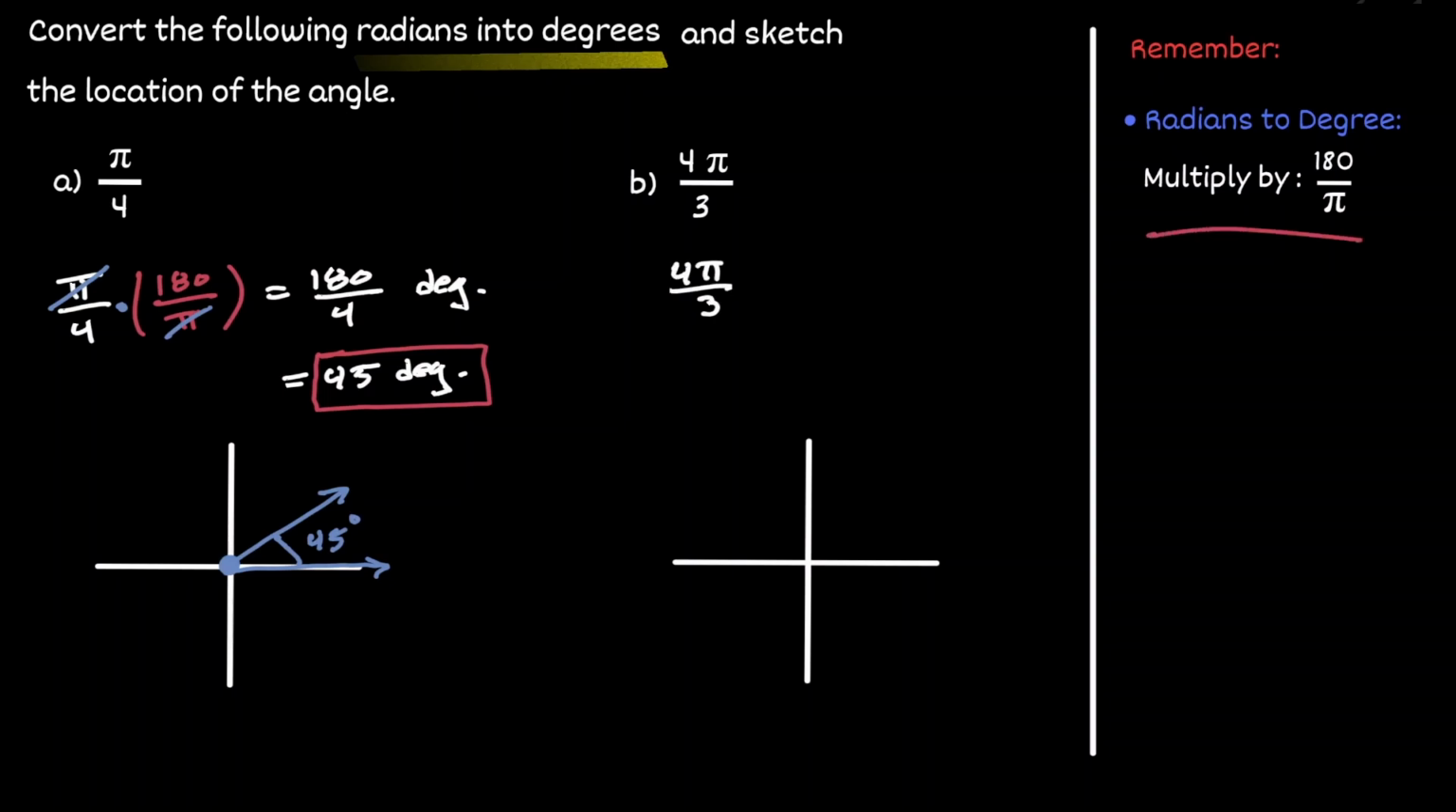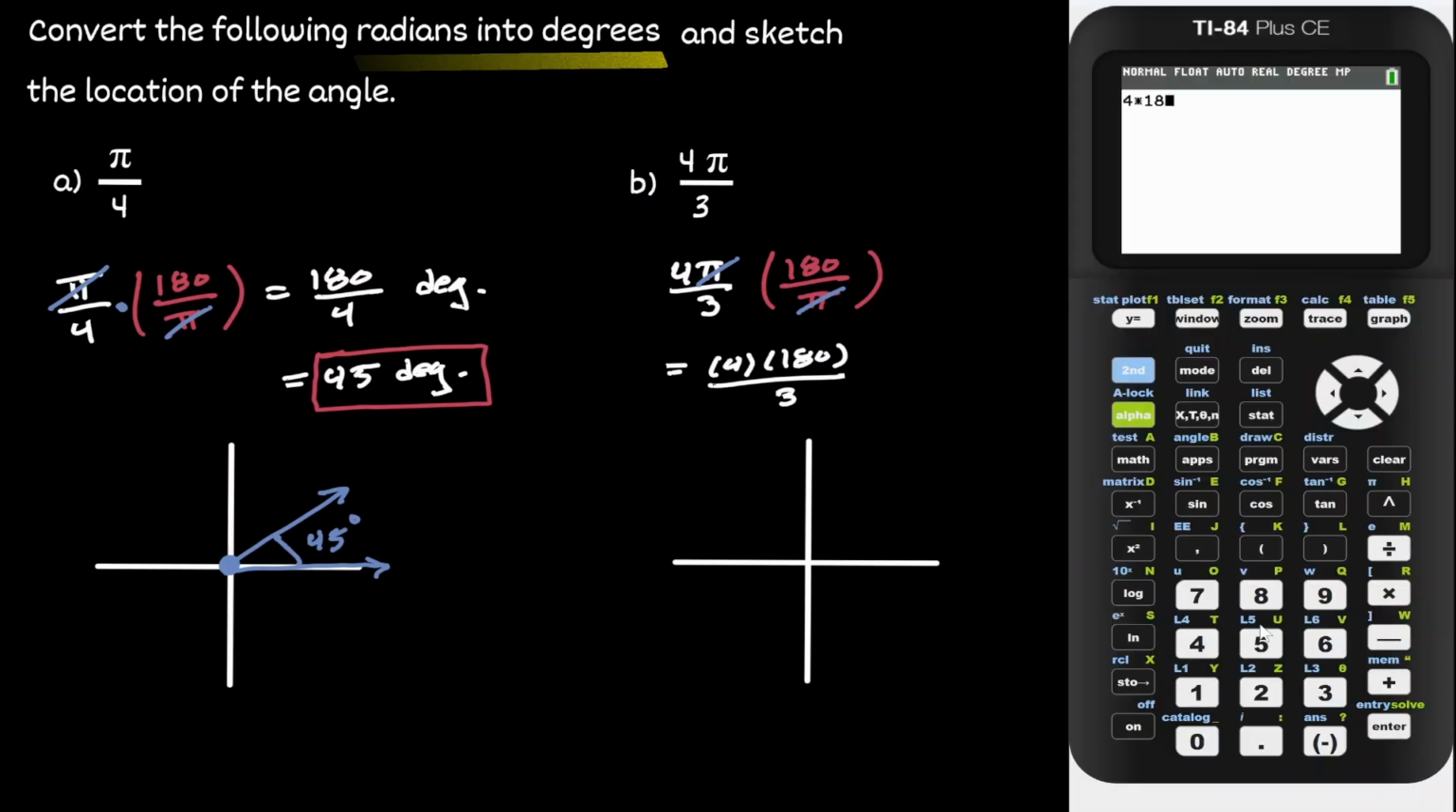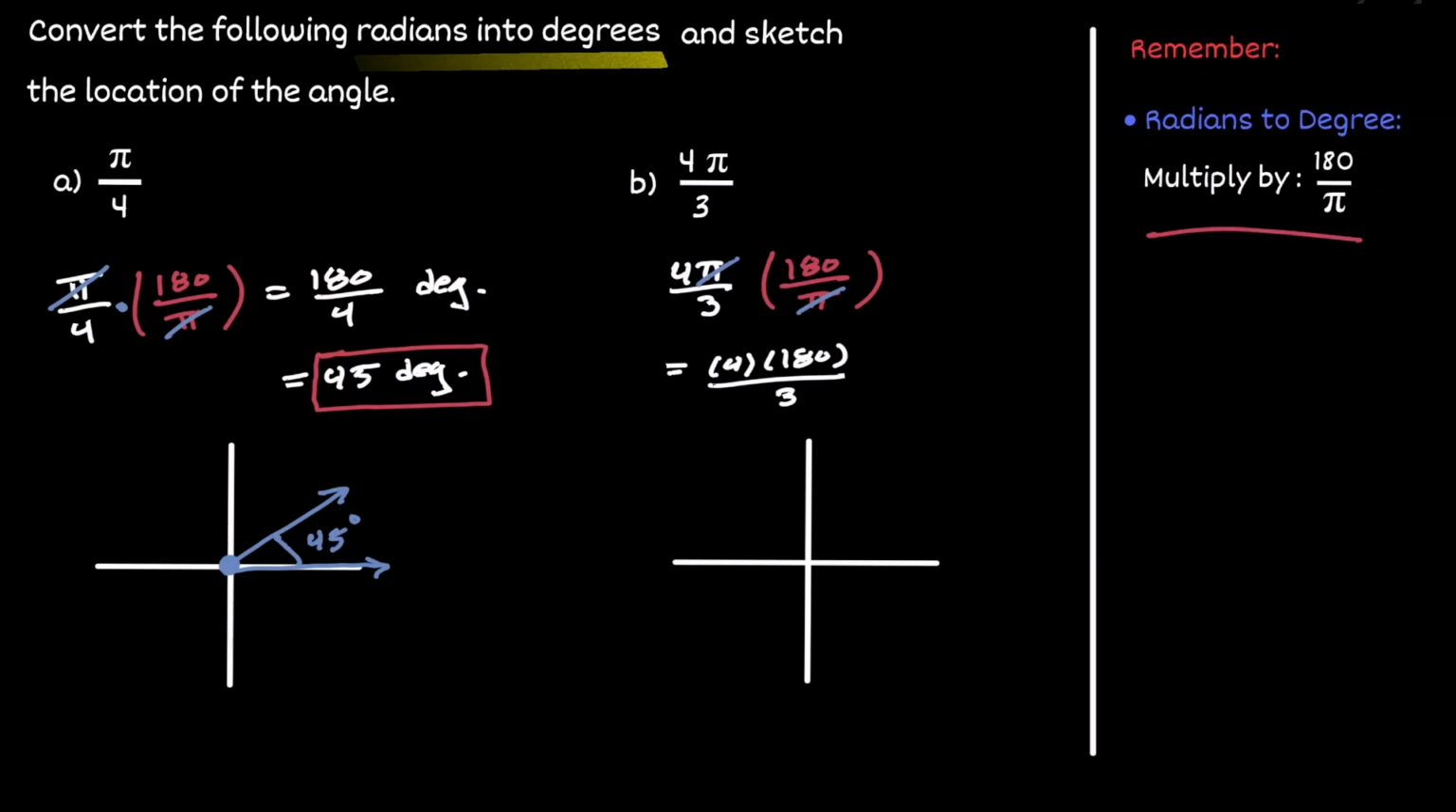Let's just multiply by our scale factor, 180 over pi. Notice that pi is in the numerator as it is in the denominator. They're multiplying, so they will cancel out. So now we have the value of 4 times 180 divided by 3, multiplying numerators with numerators and denominators with denominators. Let's find that value using our calculator. Now let's divide it by 3. So the radian measurement of 4 pi divided by 3 is equivalent to 240 degrees.